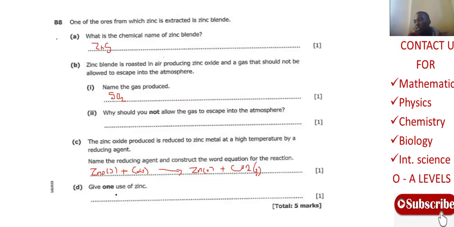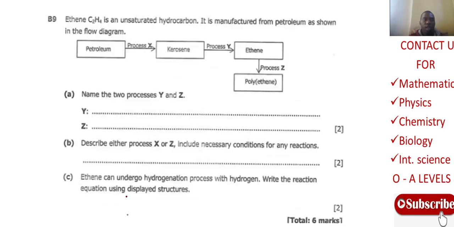Now, zinc is used in making roofing sheets. Okay, so give one use of zinc. This one is used in making roofing sheets. Okay, so B9, we try to explain this one as well. Ethene, C2H4, is an unsaturated hydrocarbon.